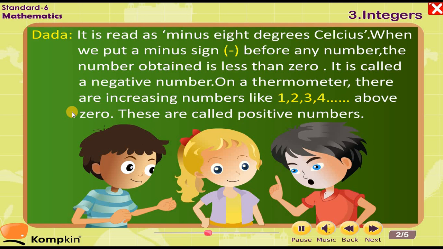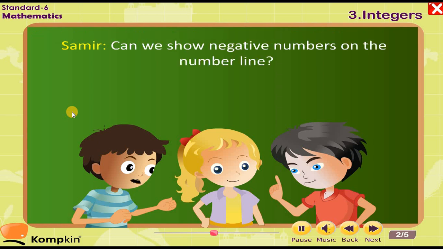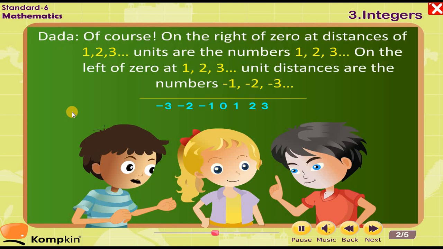On a thermometer, there are increasing numbers like 1, 2, 3, 4 and so on above 0. These are called positive numbers. The numbers below 0 are -1, -2, -3 and so on. Samir, can we show negative numbers on the number line?